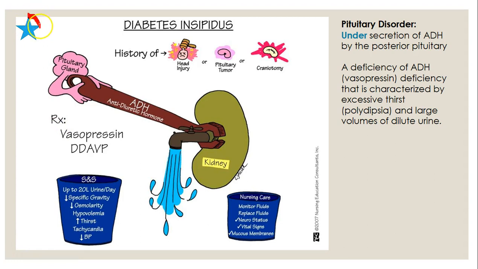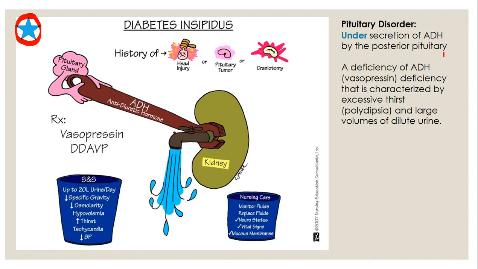Diabetes insipidus. Usually with diabetes insipidus, the patient will have a history of either a head injury, a pituitary tumor, or a craniotomy, which, in terms of craniotomy, can be a complication. So this is when there is an undersecretion of ADH, which is antidiuretic hormone, by the posterior pituitary.